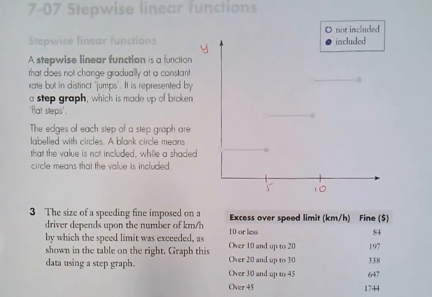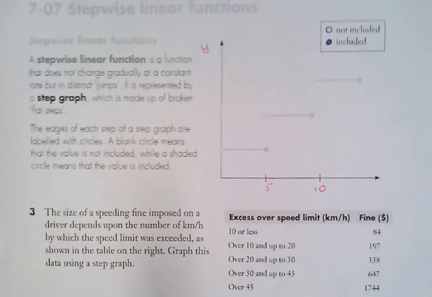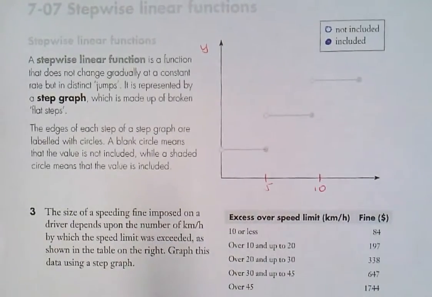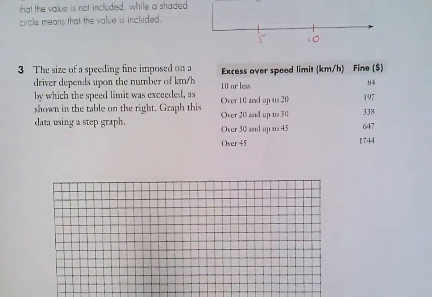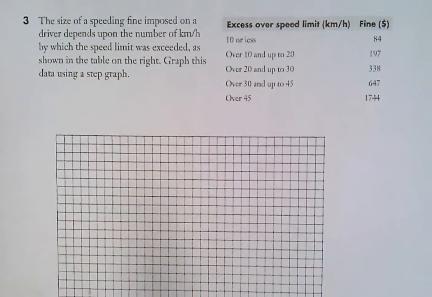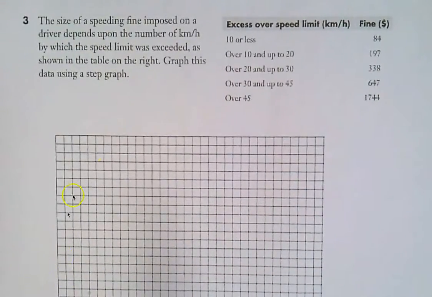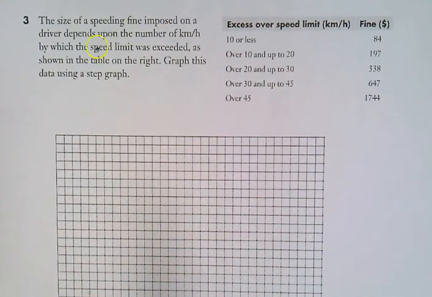Now what we're going to do, we're going to do the first question, which is question 3, and we're going to draw our own step graph, and in the question over the page, you'll interpret a step graph. Okay, so here's question 3. It says the size of a speeding fine imposed on a driver depends upon the number of kilometres per hour by which the speed limit was exceeded, as shown in the table on the right. So girls, this is what this means. Do you understand what this question's about?